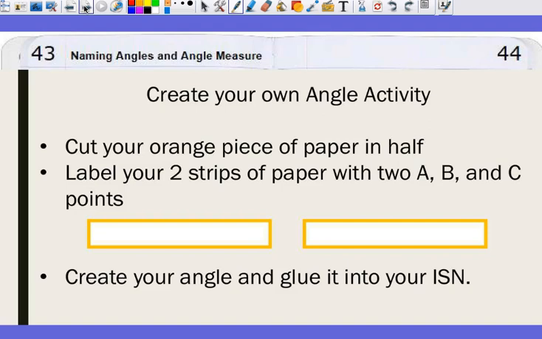Okay. You took your two line segments, right? And you're going to make your own angle with them. But before we do that, we're going to label this A, B, A, and C. So where do you think these two line segments are going to meet? Both at the A. So they share that A together. Take your two line segments, make an angle, and glue it into your ISN like this.